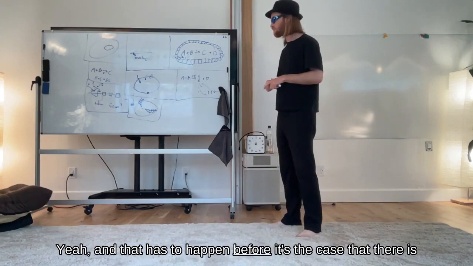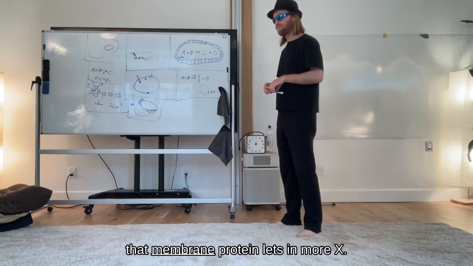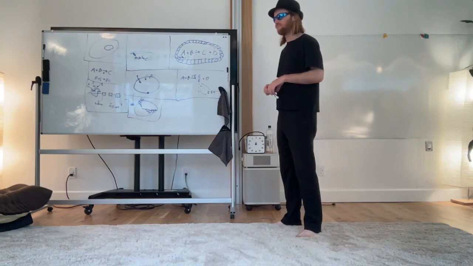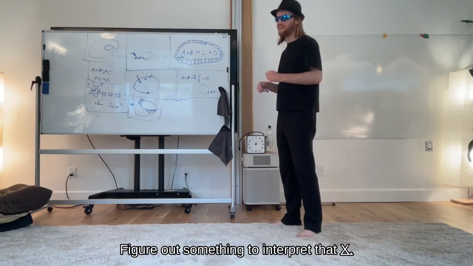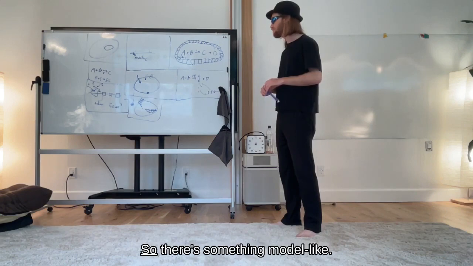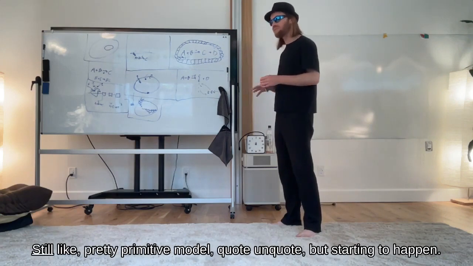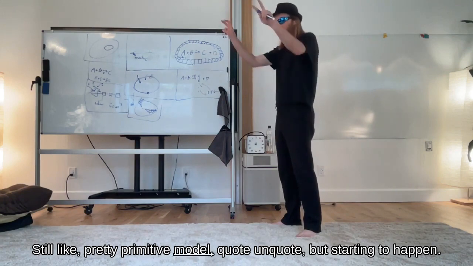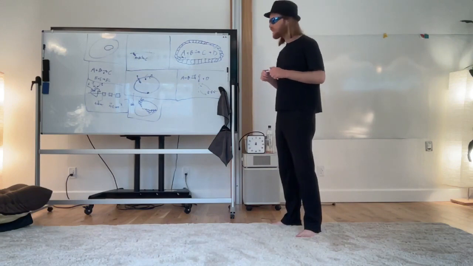Yeah, and that has to happen before there can be a code of the sort: when there's A in the environment, the membrane protein lets in more X. Because that doesn't help until you have something to interpret that X. Exactly. So there's something model-like starting to happen here. Still a pretty primitive model, quote unquote, but starting to happen.